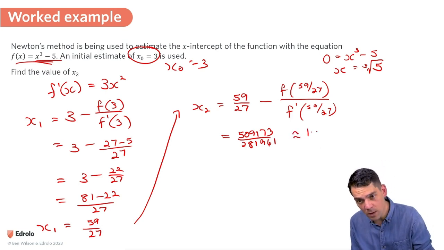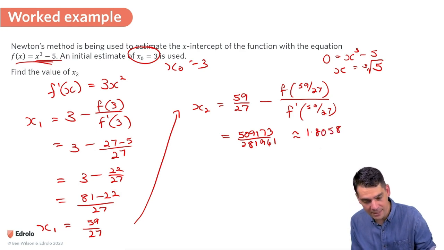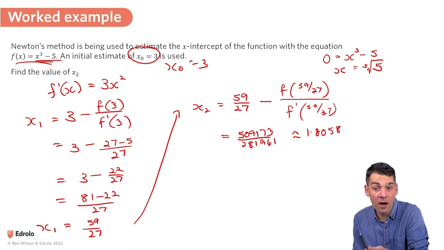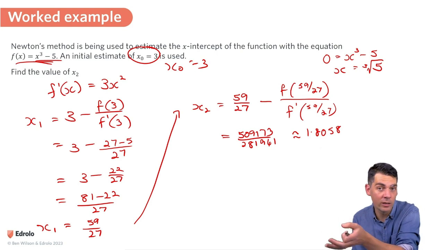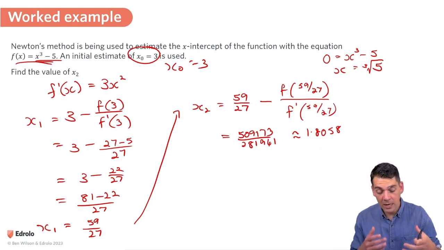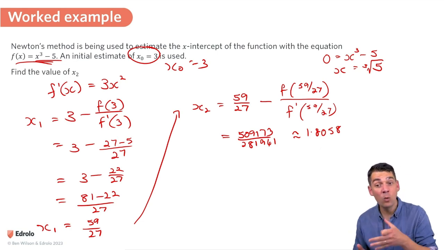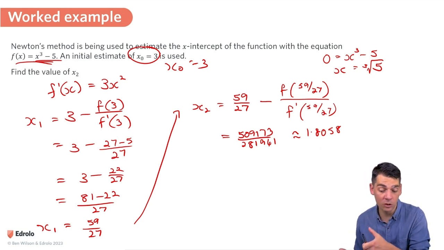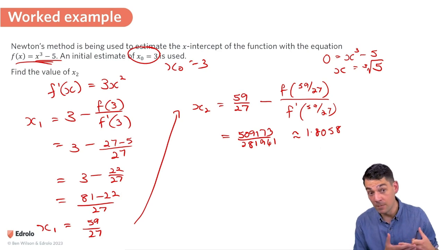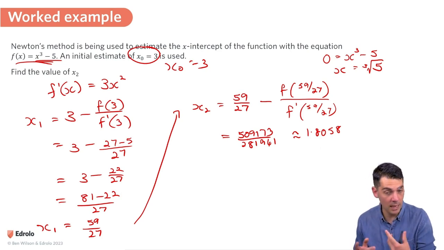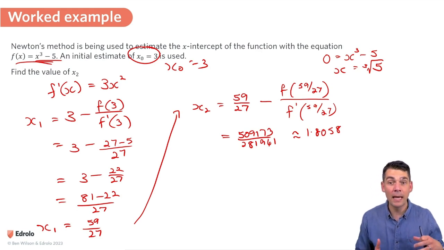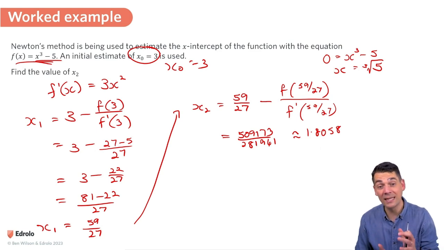That is roughly 1.8058. Now the cube root of 5 is 1.70997, etc. So we're getting close. If we do 2 more iterations, if we get to around x3, x4, we're getting very, very close to the true value of the x-intercept, which is 5 to the power of a third. So there you go. That's how we can generate a couple of guesses. So I'm going to get you to have a go, and then let's get the calculator involved even more.